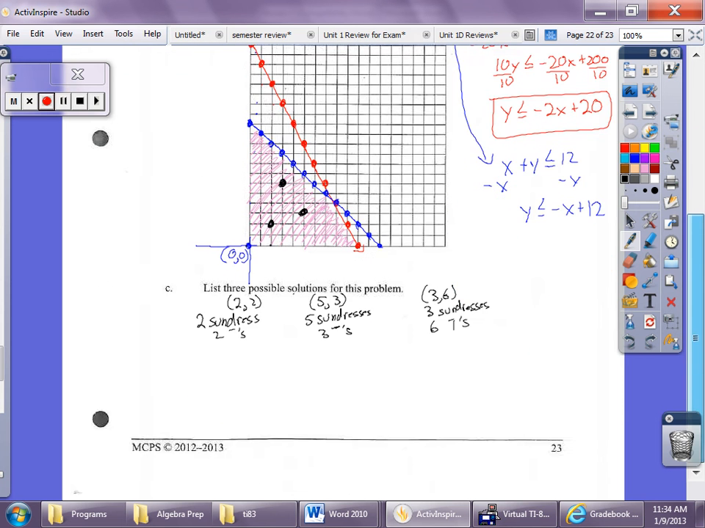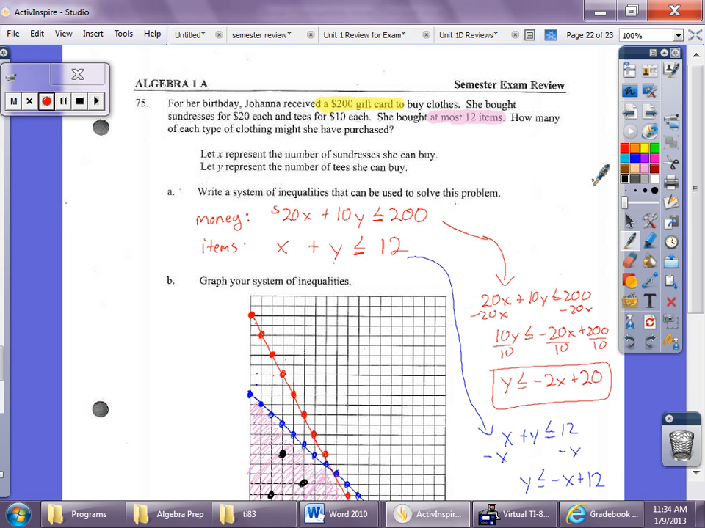And that is the end of our Algebra 1 semester exam review packet.